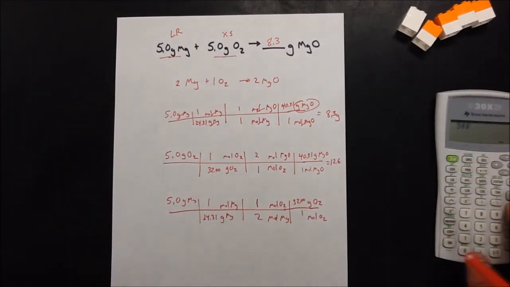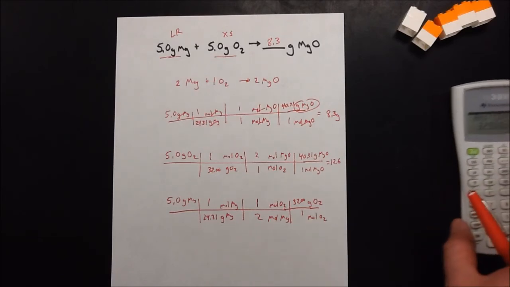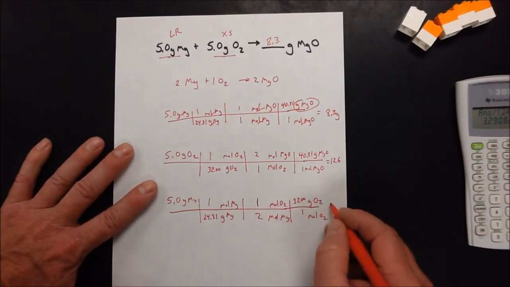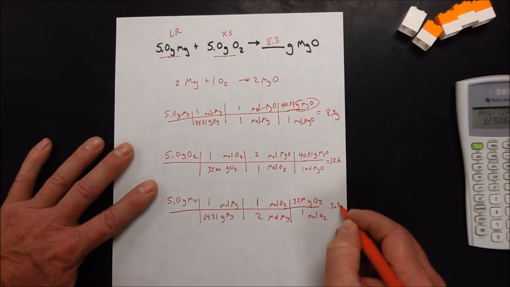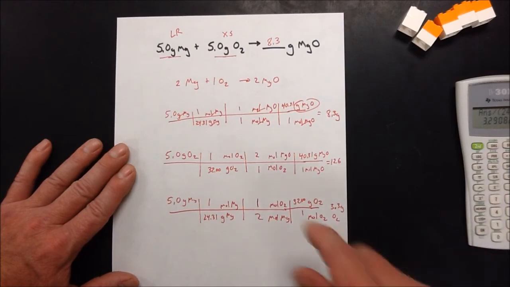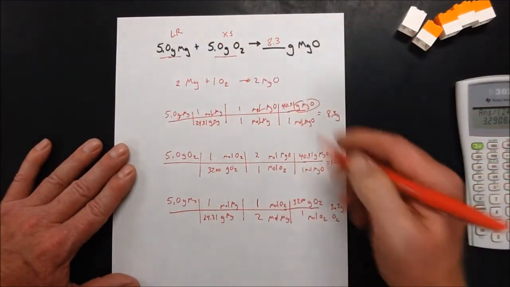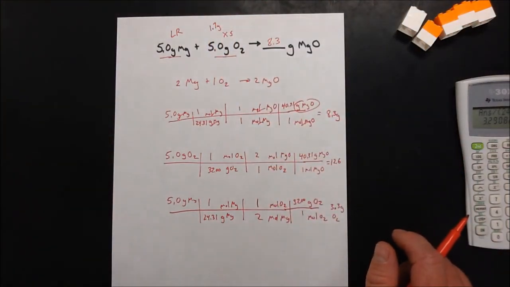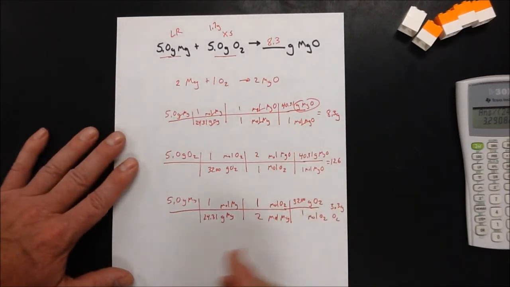5 times 32 on top, and on the bottom we're going to divide by the product of 24.31 times 2 times 1. And it ends up showing me that I need 3.29 or 3.3 grams of oxygen. I have 5, so if I take a look at that, I've definitely got excess. As a matter of fact, there's 1.7 grams of excess oxygen present. So that verifies the oxygen is in fact excess.